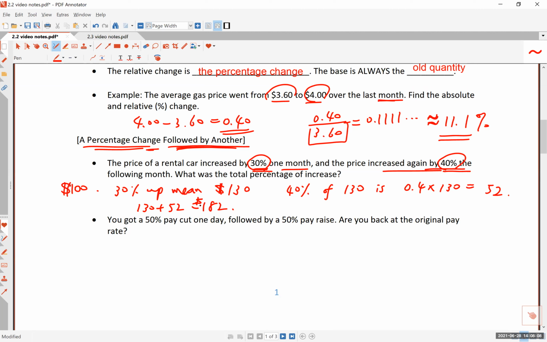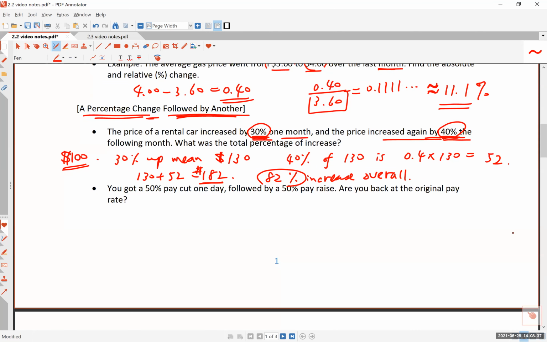Look, the price used to be $100. Now, after 2 weeks, it's 182. Clearly, the answer is an 82% increase overall. Right? Not 70%. So you cannot just add these two percentages. You have to do some sort of a calculation like this in order to calculate the total increase in percentages. Actually it's 1.3 times 1.4, and that's how you can get 1.82. That will give you the 82% increase as an answer.